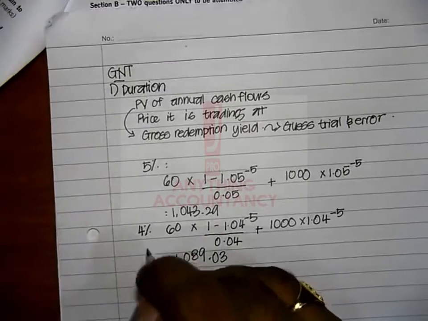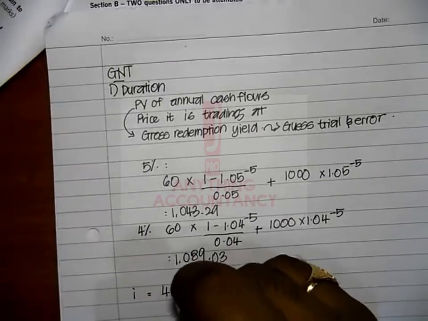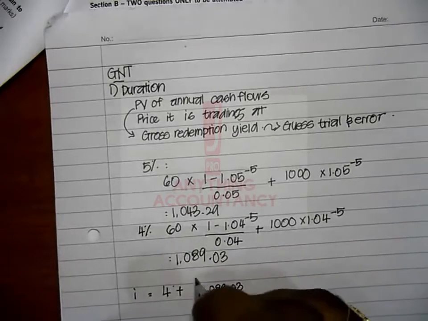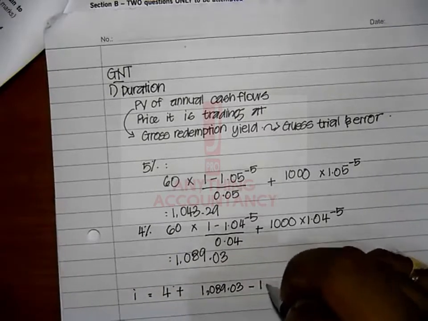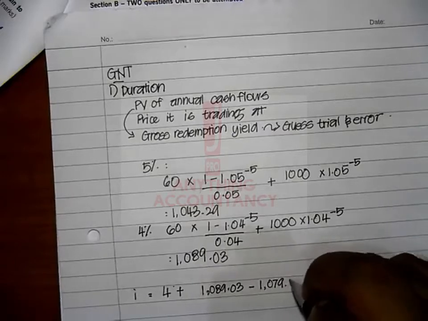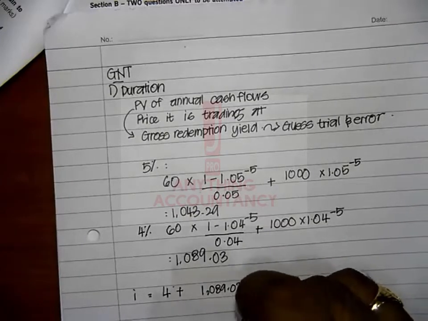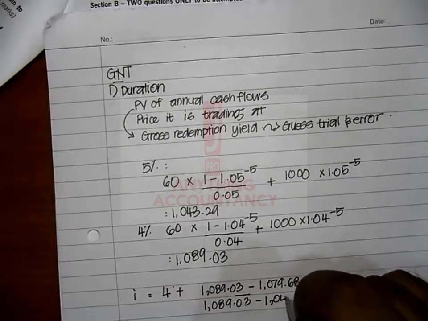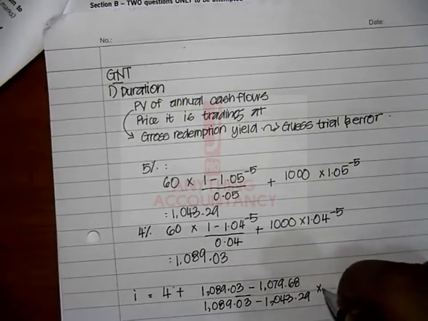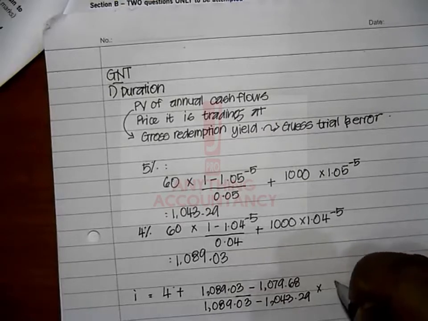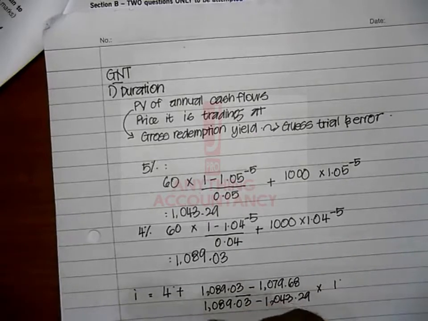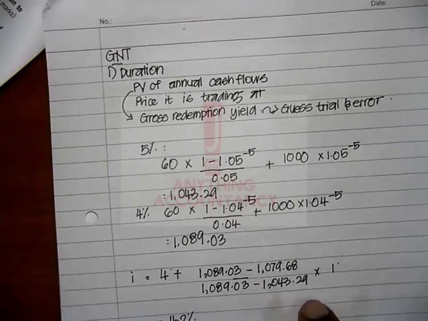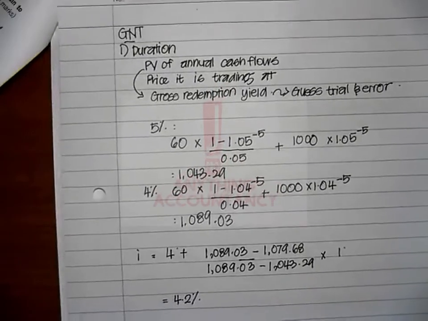The gross redemption yield is going to be, well, we use the lower rate, 4% plus 1089.03 minus 1079.68 over... I get about 1043.29, and you should get 4.2%. Okay, that would be the gross redemption yield.